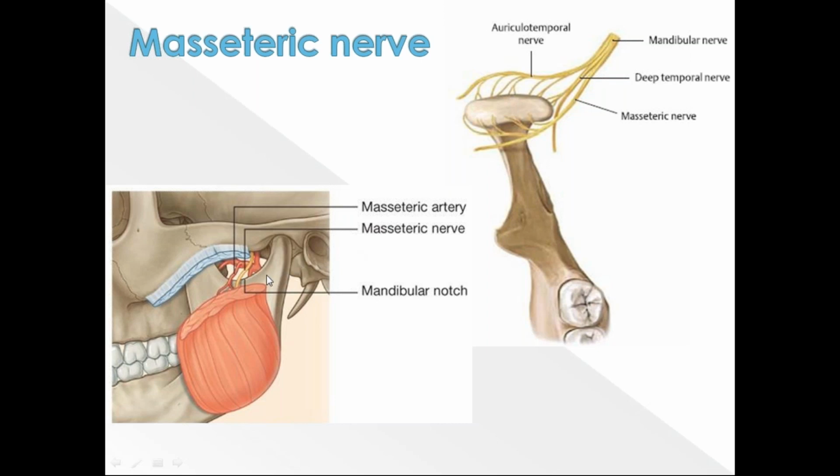Then it emerges through the mandibular notch along with the masseteric vessels and supplies the masseter muscle from its deep surface. It also supplies the temporomandibular joint. Okay, so you have to identify the masseteric nerve in the mandibular notch. I think you are clear about the branches of the anterior division. There are four branches from the anterior division: two deep temporal nerves, then the nerve to lateral pterygoid, then the buccal nerve and the masseteric nerve. Deep temporal nerve supplies the temporalis from its deep surface.